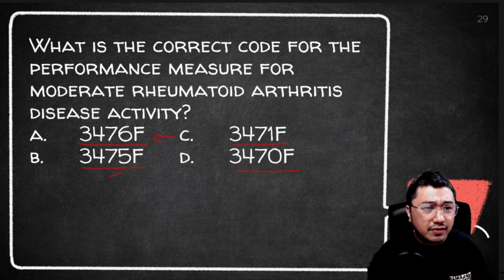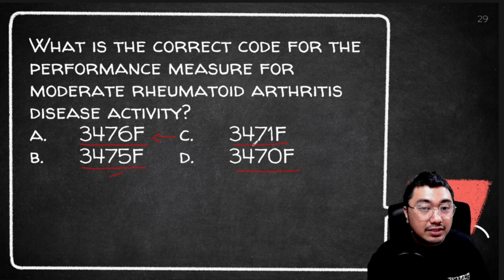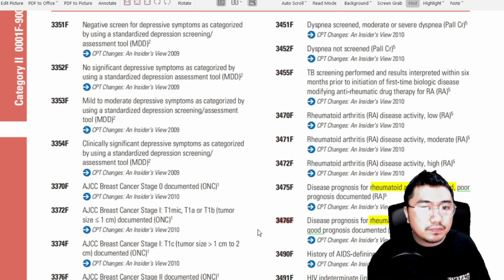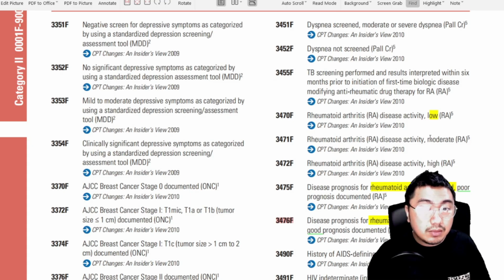Let's check your 3475F. Rheumatoid arthritis assessed, poor prognosis. So you have poor versus good prognosis. Let's check those later. You have your 3470F and 3471F. Rheumatoid arthritis disease activity low. Last but not the least is 3471F moderate.